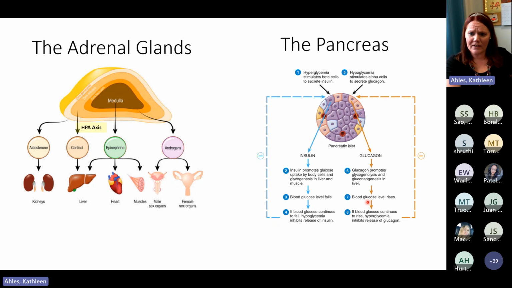So most of the endocrine system organs are all on that first page. A lot of the hormones we talked about are all on that first page. But a reminder that we did have a couple of others that we talked about with the adrenal glands and the pancreas. Any questions about these endocrine organs?